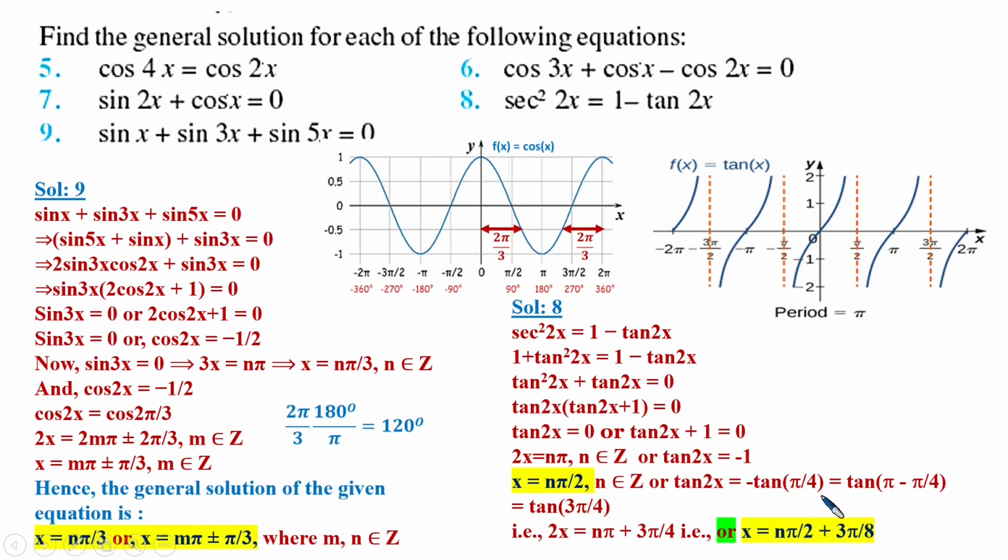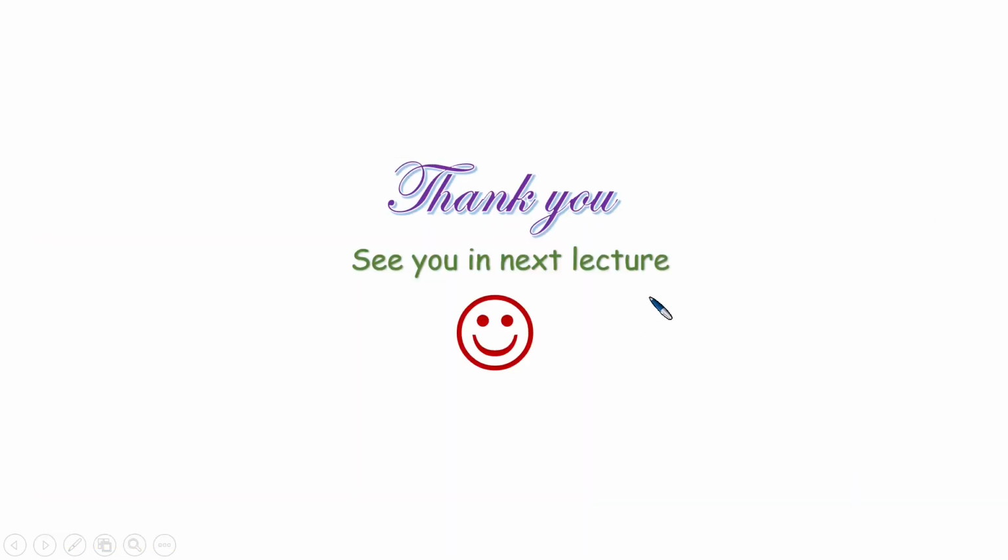So we know that tan of pi by 4 is 1. So I write minus tan of pi by 4, and minus tan of pi by 4 is nothing but tan of pi minus pi by 4. So this is 4 pi minus pi, which is 3 pi by 4. That is, 2x is equal to n pi plus 3 pi by 4. So I take 2 down, that is x is equal to n pi by 2 plus 3 pi by 8. So this is the general solution, this or this. Okay, now we will stop here. Thank you and see you in the next lecture.